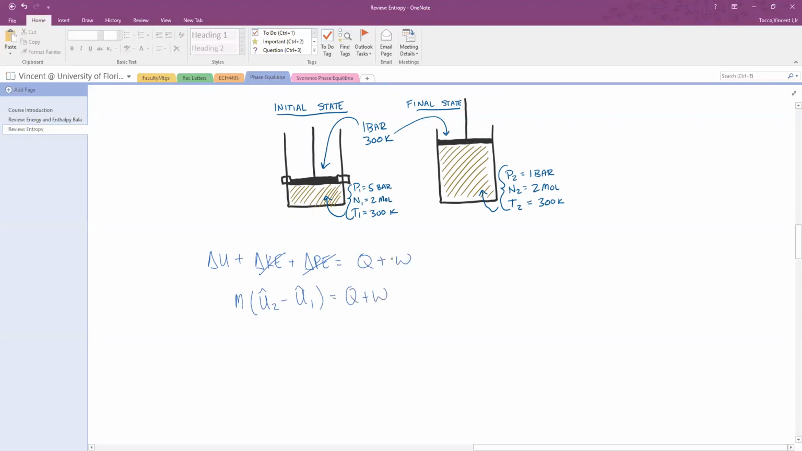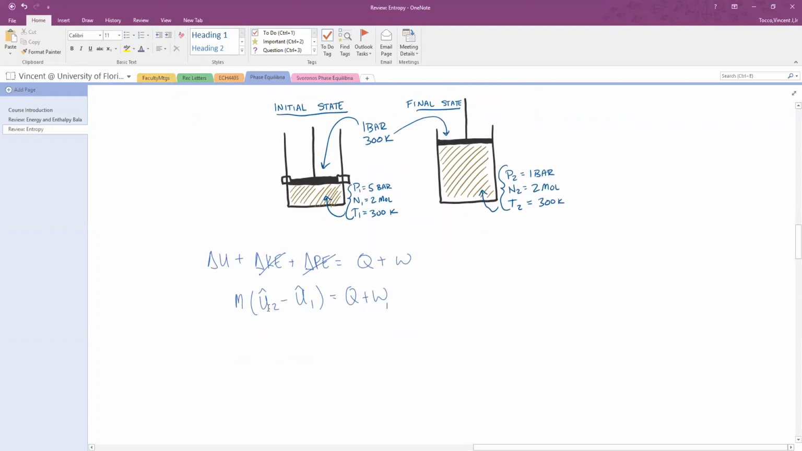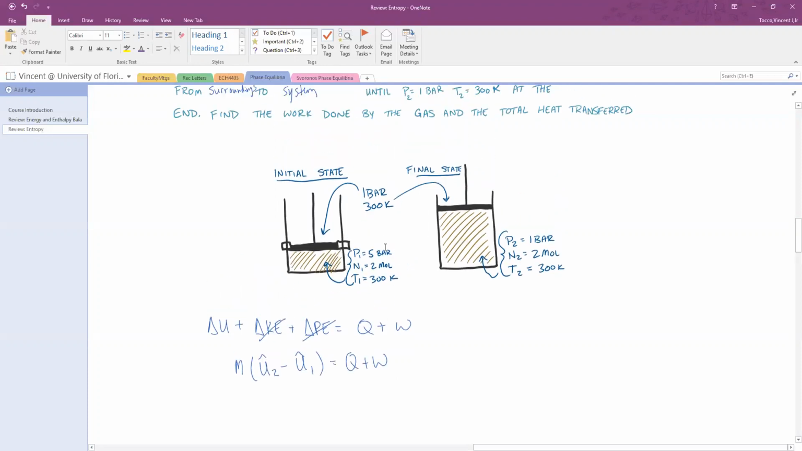And by the way, both Q and W terms have to stay because the problem hints at the fact that we've got work done by the gas, so that's the W term, and heat transfer from the surroundings to the system. So we've got both. Now, how do we figure out what the change in internal energy is? There's a couple things that we have to talk about. Number one is that in all the examples from before, we've said that internal energy is a function of temperature and pressure.